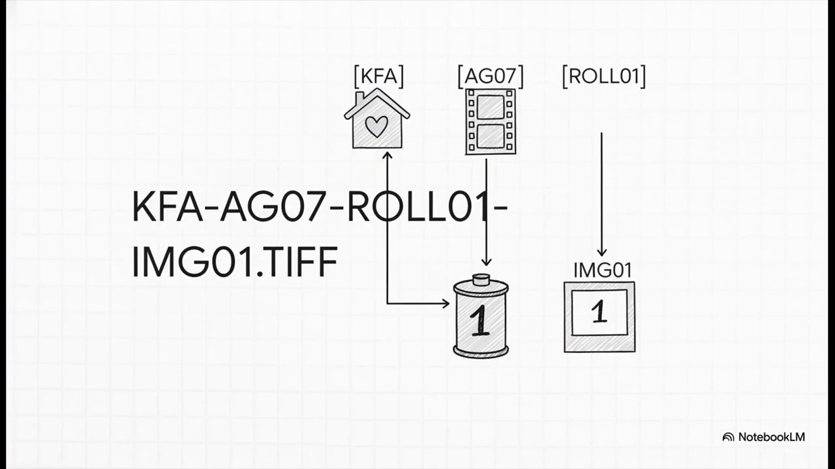So when we look at our professional file name again, it suddenly makes perfect sense, right? It's not so scary now. KFA, that's the Klein Family Archive. AG07 tells us it's from a roll of 35mm loose film. Roll01 means it's the first roll in that category, and IMG01 is the very first image that was captured from that roll. Instantly, you know exactly where its physical twin is sitting.